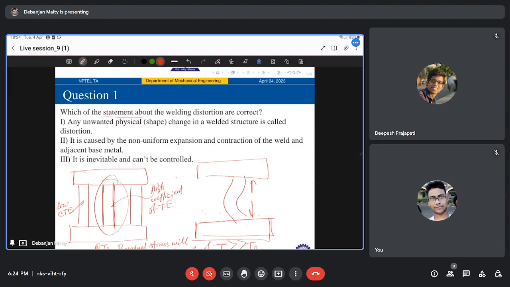Can you tell me which one will be correct? First, it says that any unwanted physical shape change is caused by non-uniform expansion and contraction of the weld and adjustment is inevitable. I think all of the three are correct. Not all of three. It can be controlled. This is not true.